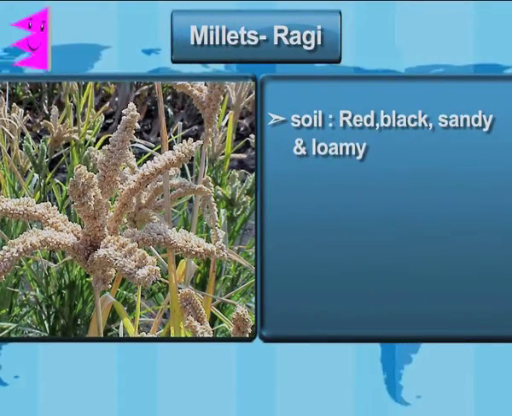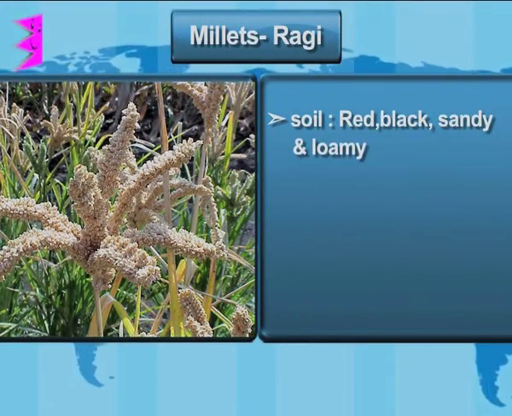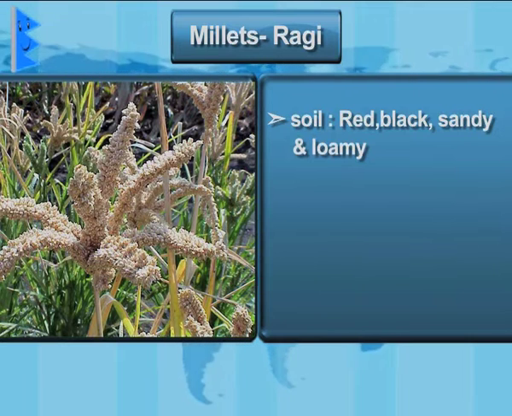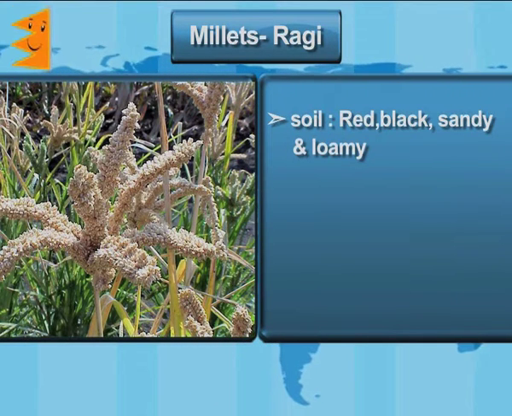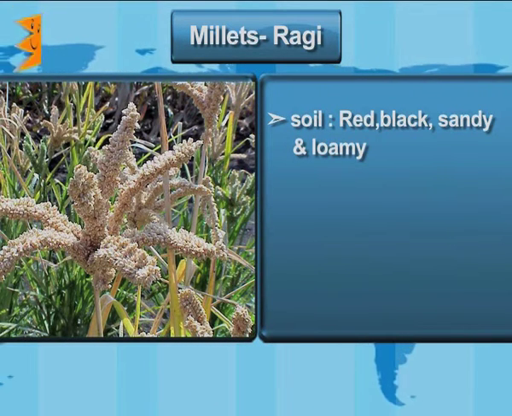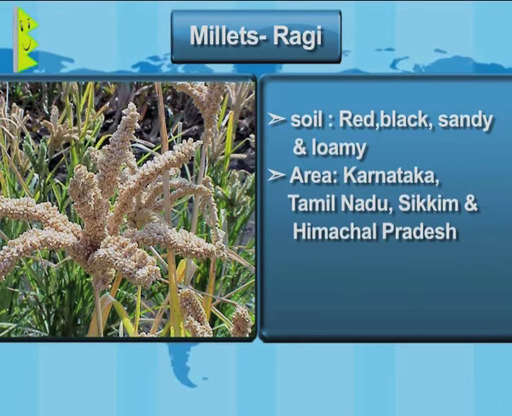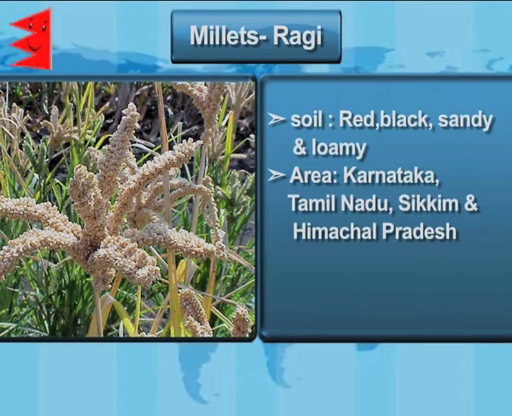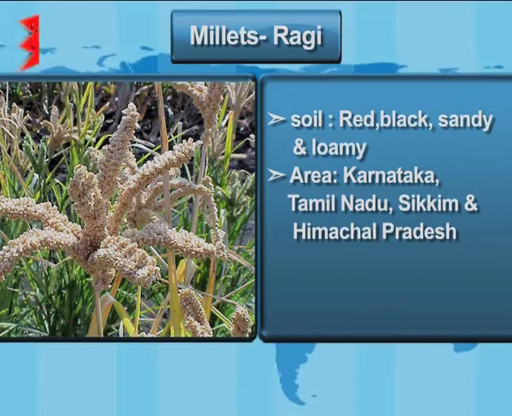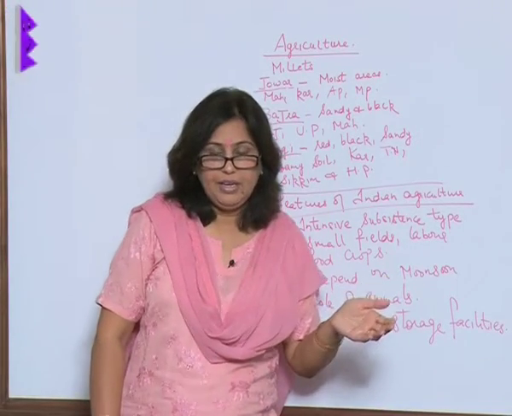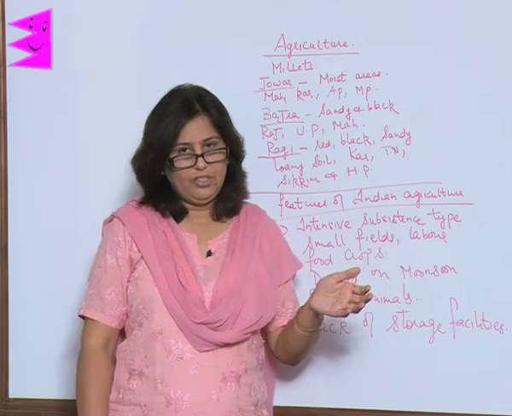Next we come to the ragi crop. Ragi can be grown in red, black, sandy, loamy soil. And this can be grown in Karnataka, Tamil Nadu, Sikkim and Himachal Pradesh. So, here we finish with the millets as such.